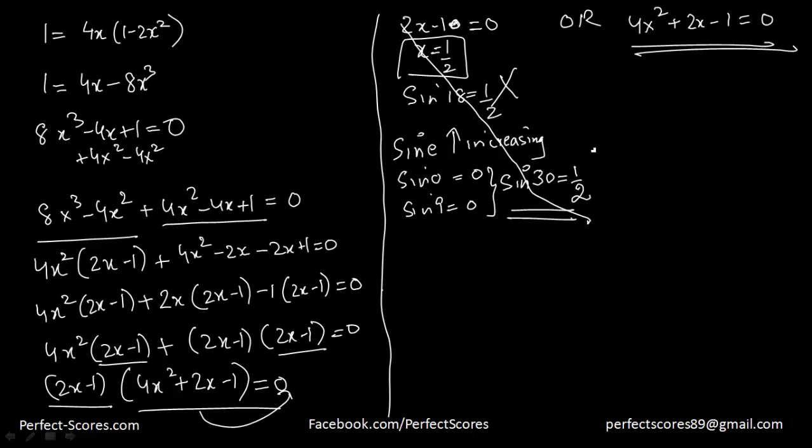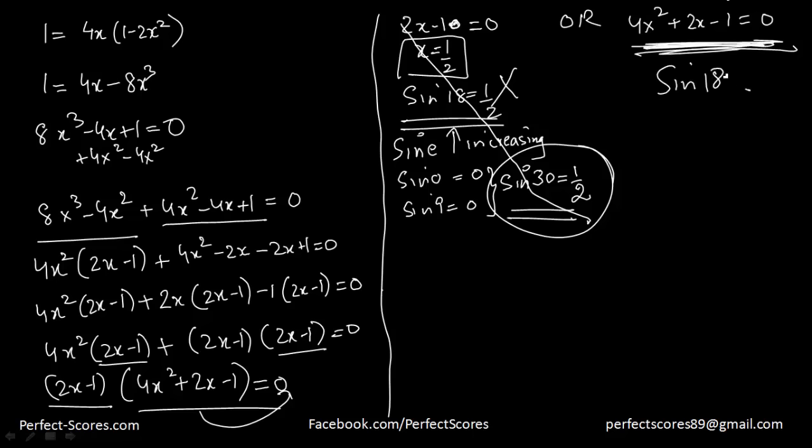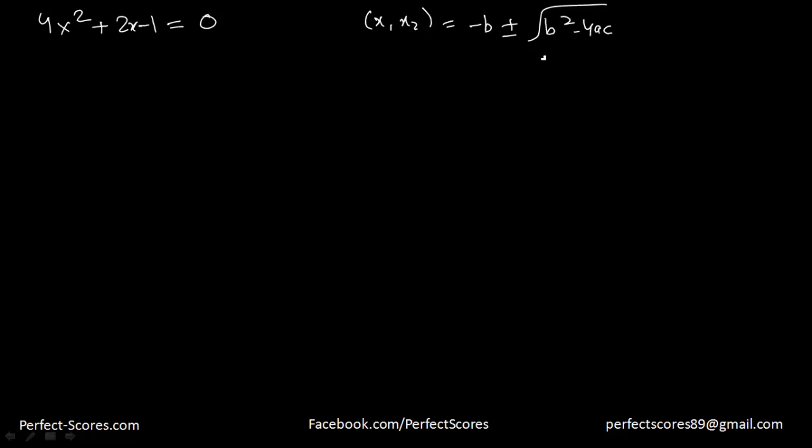I'll repeat again. Since sine 30 is 1 by 2, sine 18 cannot be 1 by 2, because sine 18 has to be less than 1 by 2, which is why the equation that follows for sine 18 is 4x squared plus 2x minus 1 is equal to 0. Now let me use the formula that the roots are equal to minus b plus or minus square root of b squared minus 4ac over 2a. This is the quadratic formula, which I'm going to use to solve this quadratic equation.